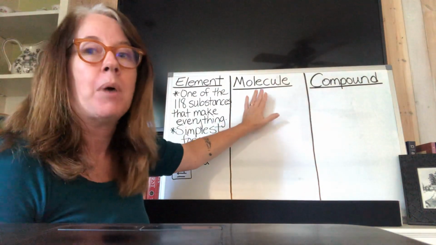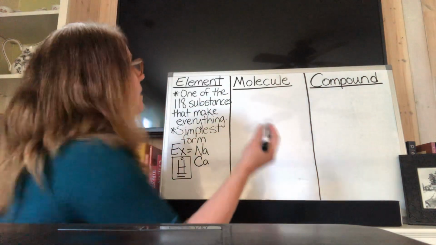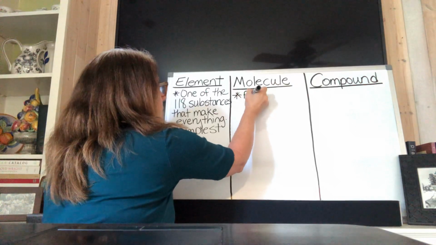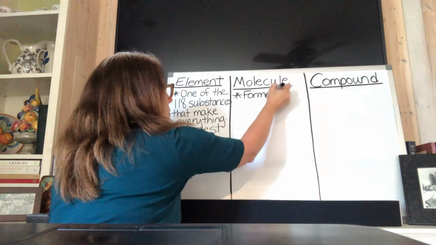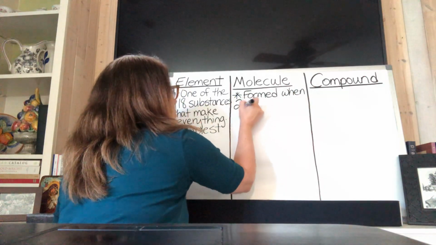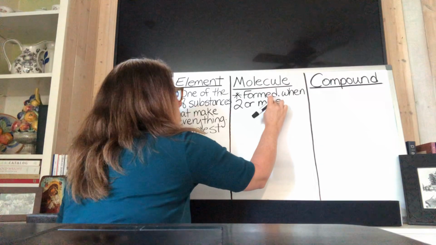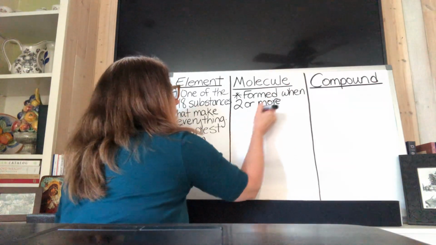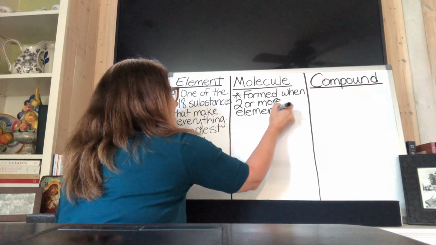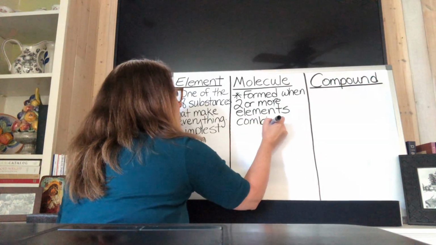What is a molecule? What do molecules have to do with elements? Well, that's a pretty easy one. So molecules are formed when two or more elements combine.